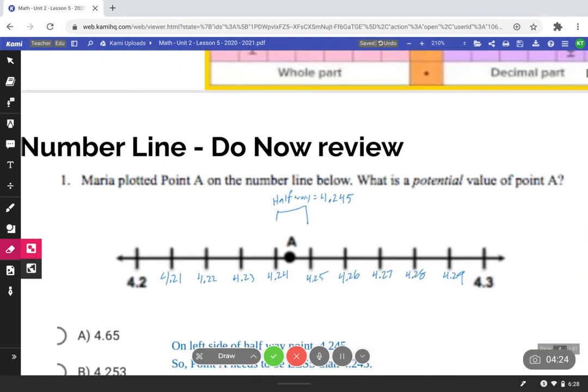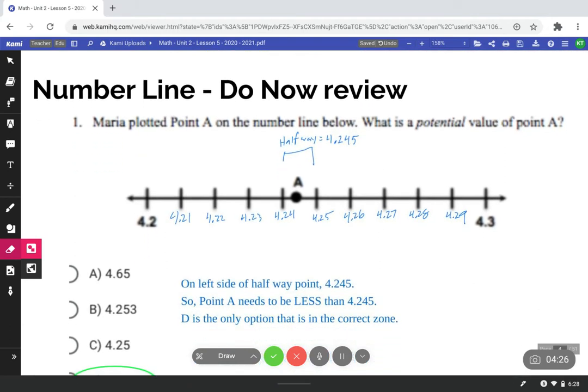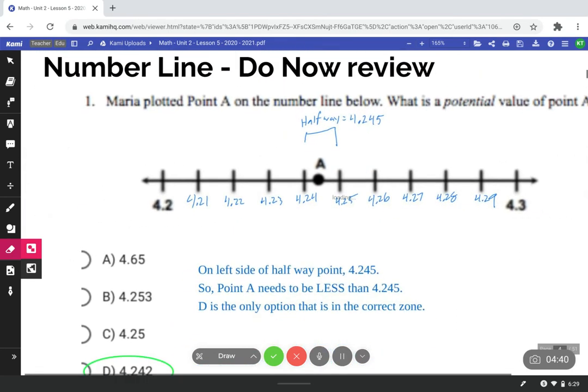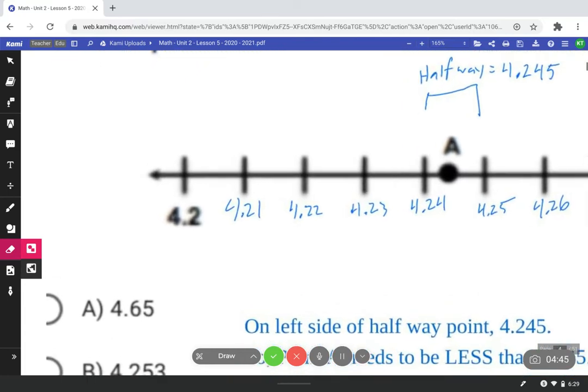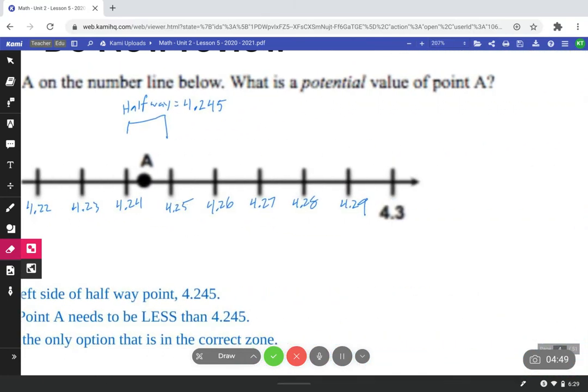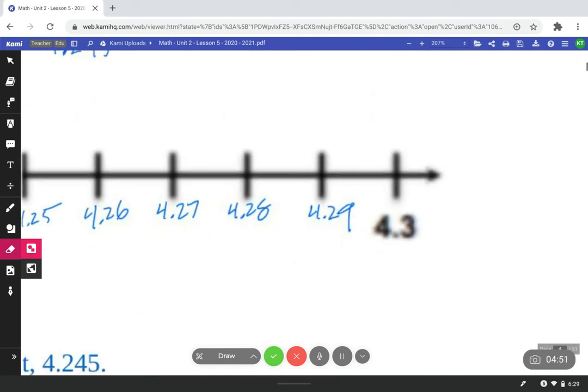All right, now tell me about number lines. This was the do now from yesterday. Maria plotted point A on the number line below. What is the potential value of point A? Well, we see here, the blue is what I wrote in. What was given was 4 and 2/10 and 4 and 3/10.